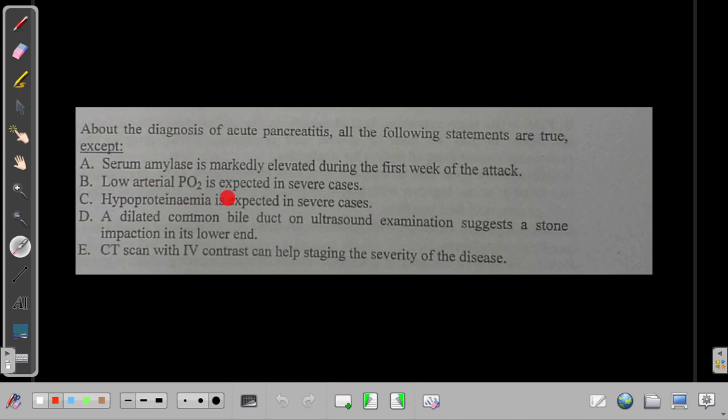Low arterial PO2 is expected in severe cases. That is true. Hypoproteinemia is expected in severe cases. That is true. Dilated common bile duct on ultrasound examination suggests a stone impacted in the lower end. That's true. CT scan with intravenous contrast can help staging the severity of the disease. That's true.